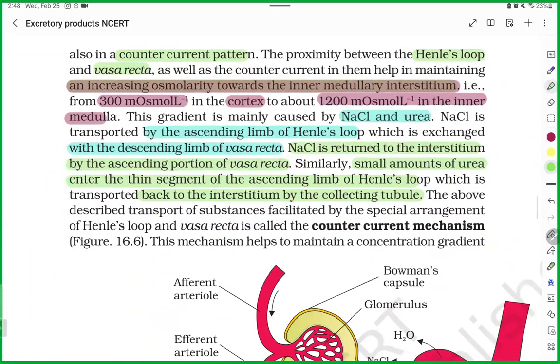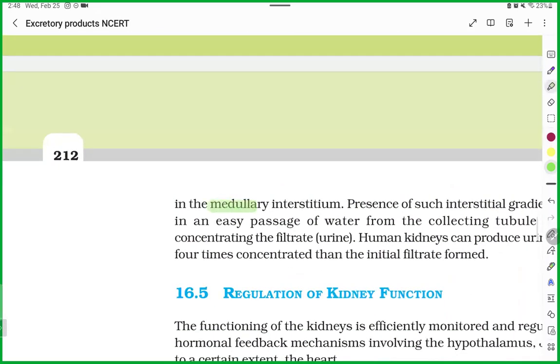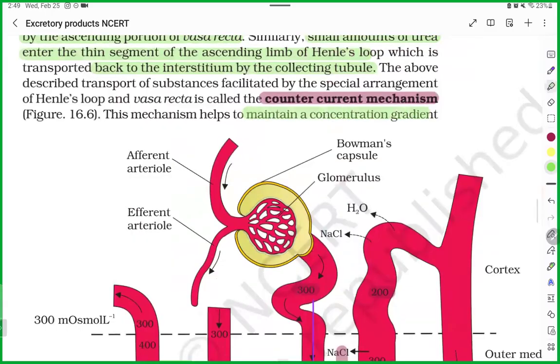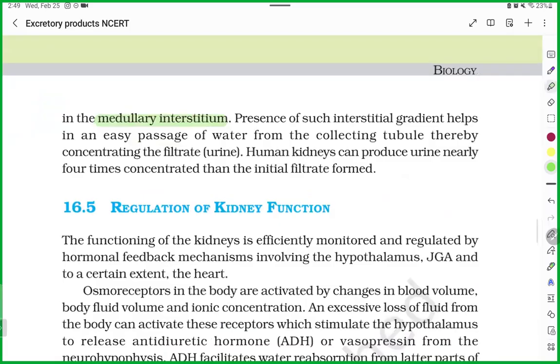The above described transport of substances is facilitated by the special arrangement known as the counter current mechanism, in opposite directions. What is the benefit of this whole mechanism? It saves both water and solute by maintaining the concentration gradient in the medullary interstitium. This helps in easy passage of water from the collecting duct and concentrates the filtrate. How many times? Almost 4 times.